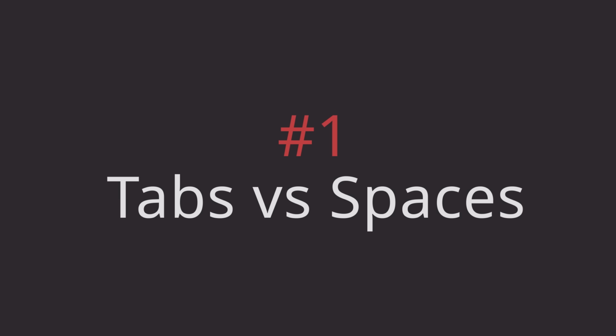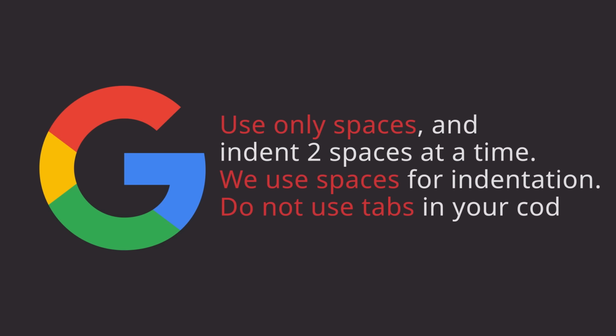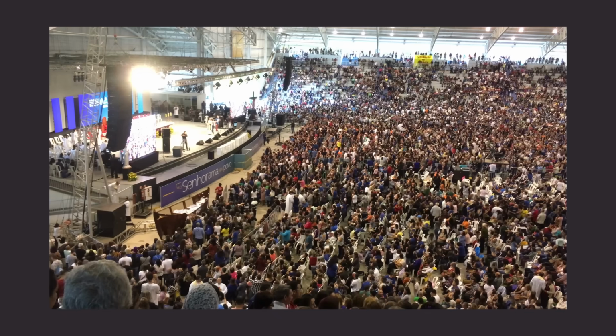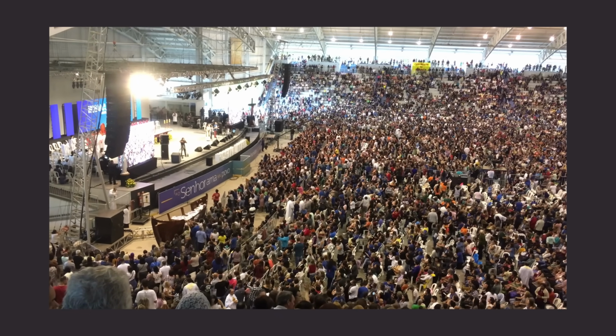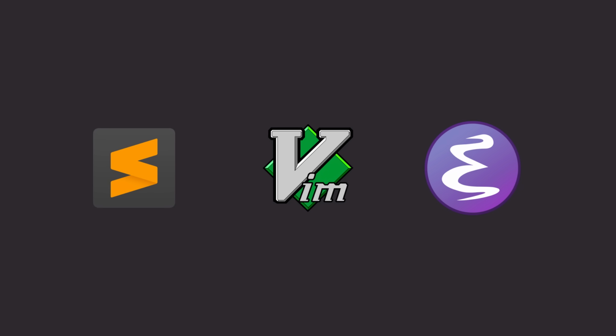Starting off with one that's particularly controversial, tabs versus spaces. Use only spaces and indent two spaces at a time. We use spaces for indentation. Do not use tabs in your code. While this rule may come off as draconian and extremely pedantic, remember that Google's style guide is built with thousands of engineers in mind. The reason that this matters for a code base that's reaching that many people is not everyone has the same configuration in their editors.